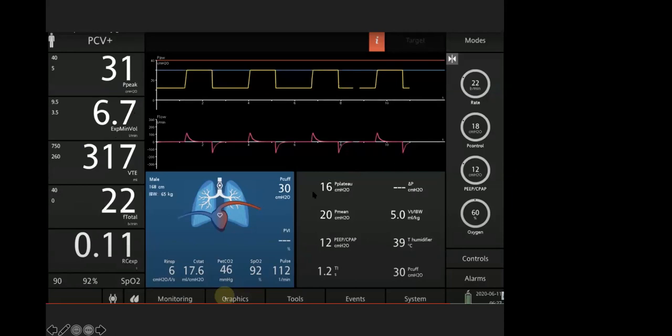So can you calculate the driving pressure here? If you have the PEEP of 12 and the plateau pressure of 16, what is the driving pressure? Can you write it in the chat? We mentioned the driving pressure is the difference between the plateau pressure and the PEEP. Yes, it's 4, but usually this is not the case in ARDS, because in ARDS you will usually find it higher. But our aim should be below 15.